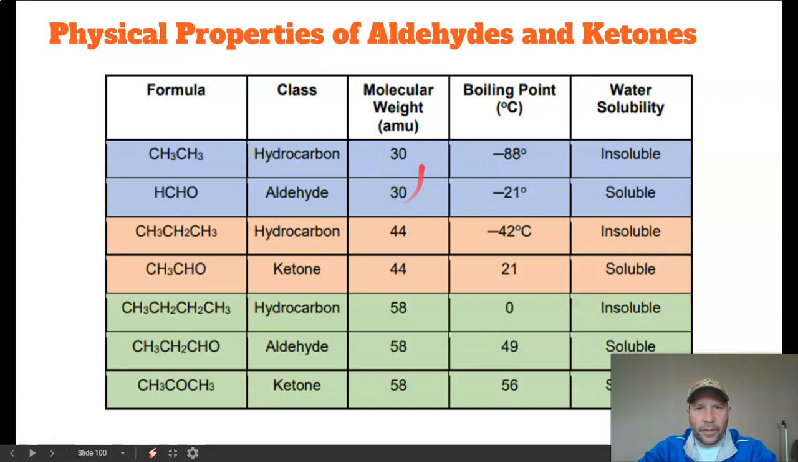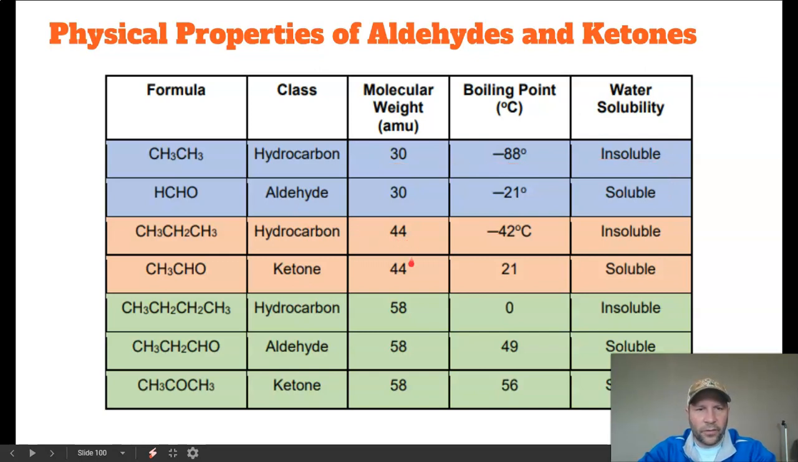So here we go. Look, this guy right here, same exact molecular weight. This is an alkane, so it only has London dispersion forces. This is the aldehyde. It has dipole-dipoles. So look at the difference in their boiling points, and look at the difference in their solubility. A polar molecule can be dissolved in water. A nonpolar cannot, all right?